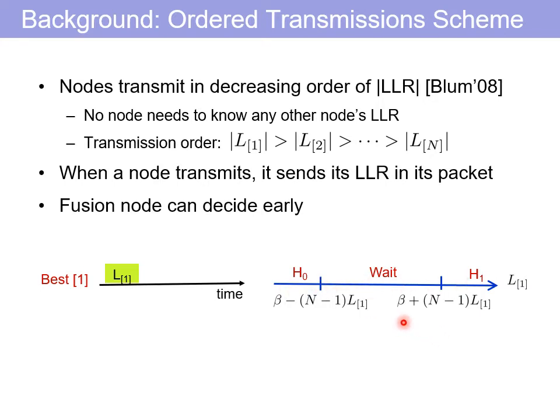The important thing is that these thresholds are functions that the fusion node can compute. So this is a function of beta, which we saw before, and the received measurement, which the fusion node has. And this is also beta minus that. So both of these can be computed.